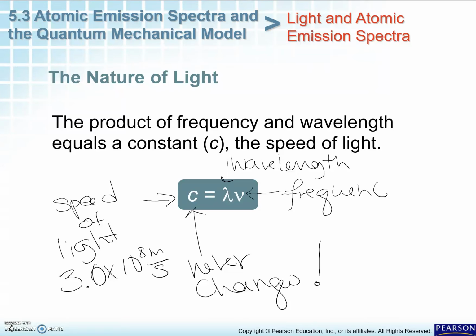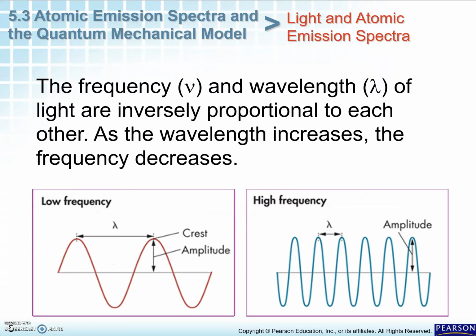The nifty thing about that is we can always determine an unknown variable as long as we have at least the wavelength, or if we have the frequency, then we can figure out our missing variable. So that means that the frequency and the wavelength are inversely proportional. That means as one goes up, the other one must go down.